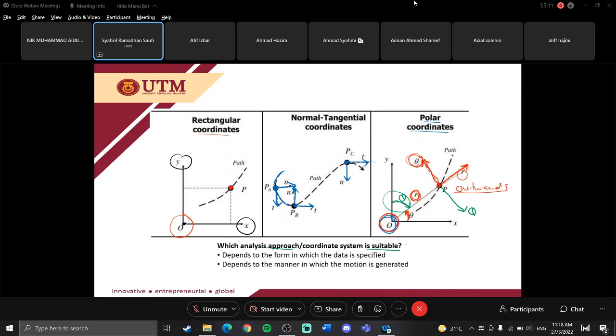Okay, so then since we have three methods or three systems, which analysis approach or coordinate system is suitable? So it depends. It depends on the form in which the data is specified. When you want to do the analysis, you read the information that you have, and it depends on the manner in which the motion is generated. Usually the information given will tell you which method you need to use, because each method has specific parameters that you need to determine. So from that information you directly know which method you need to use.